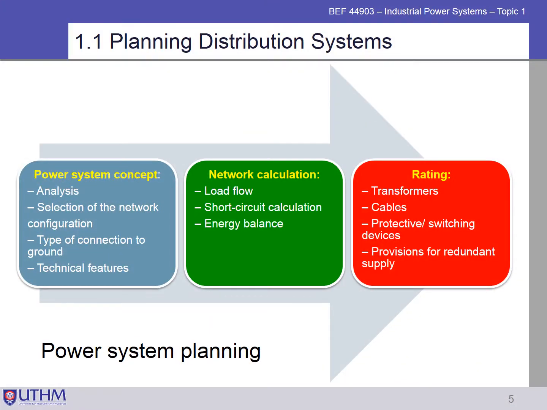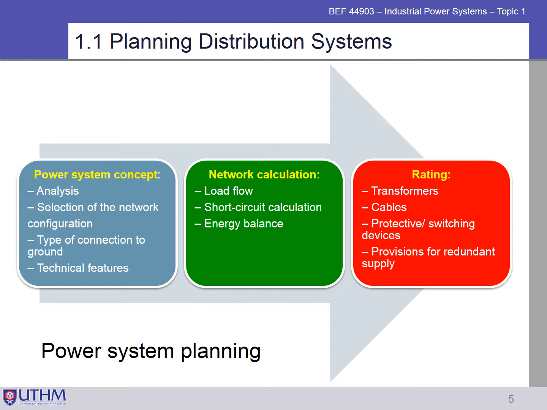Okay, next we go to planning distribution system. For power system planning, there are three parts, which are power system concept, network calculation, and ratings. The first part is power system concept, focusing on analysis, selection of the network, configuration, type of connection to ground, and technical features. For network calculation, there are load flow analysis, short circuit calculation, and energy balance.